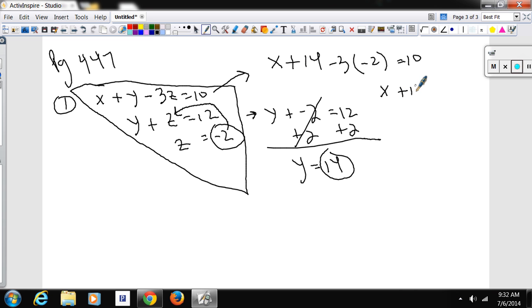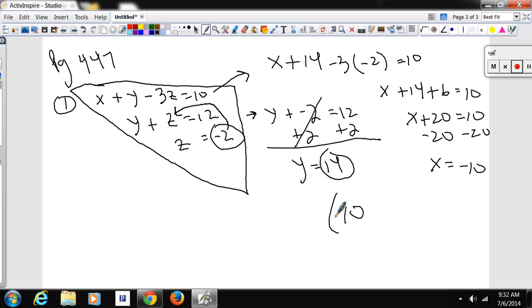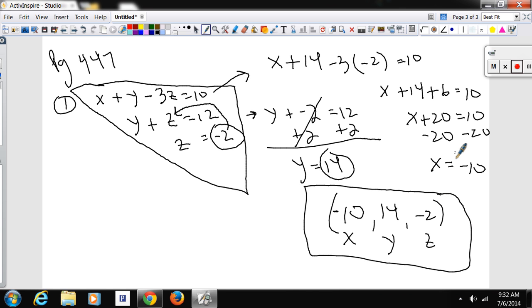x plus 14 plus 6 equals 10. 14 and 6 is 20. x plus 20 equals 10. Subtract 20, you're going to get x equals negative 10. So you just found that x is negative 10, y is 14, and z is negative 2. You need to put it in the format of x, y, z. So that would be how you're going to solve 1 through 6.